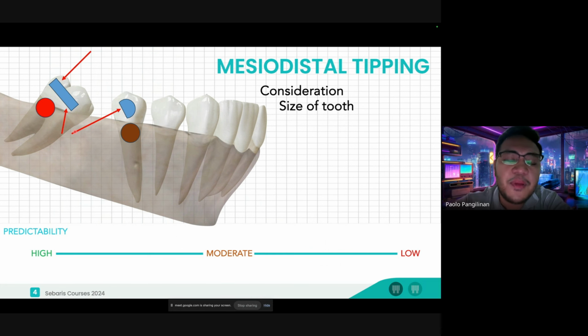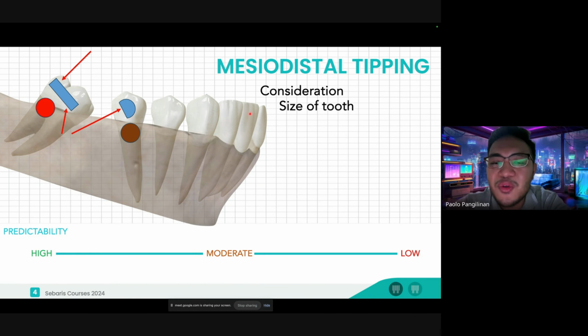Okay, so what happens here is basically if we're gonna do mesiodistal tipping for a premolar, it's a little bit much more predictable, but of course moderately. But for your molars, having this position like this, it doesn't make sense. I mean, if you're gonna use aligners here, it's not gonna be so successful.